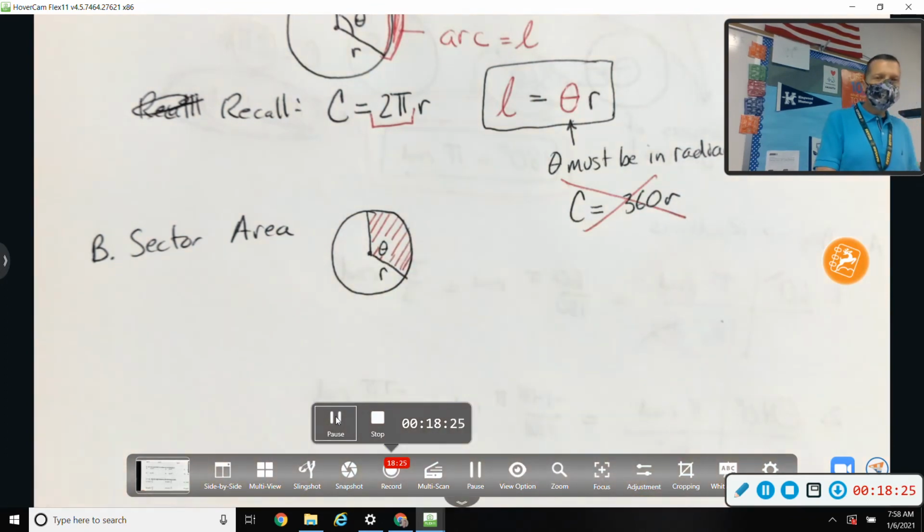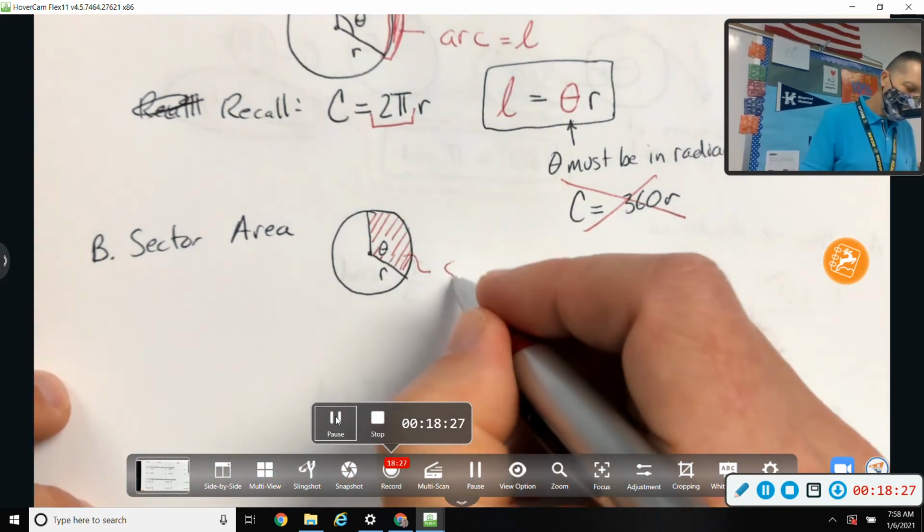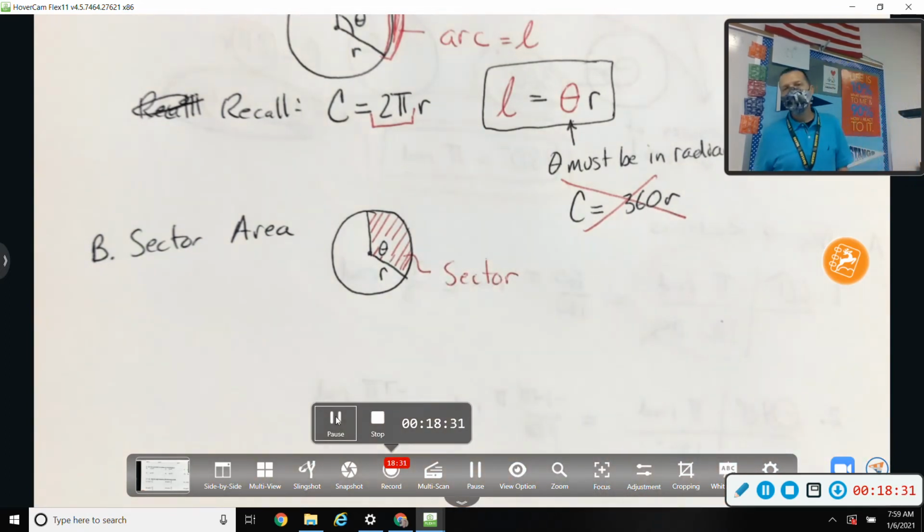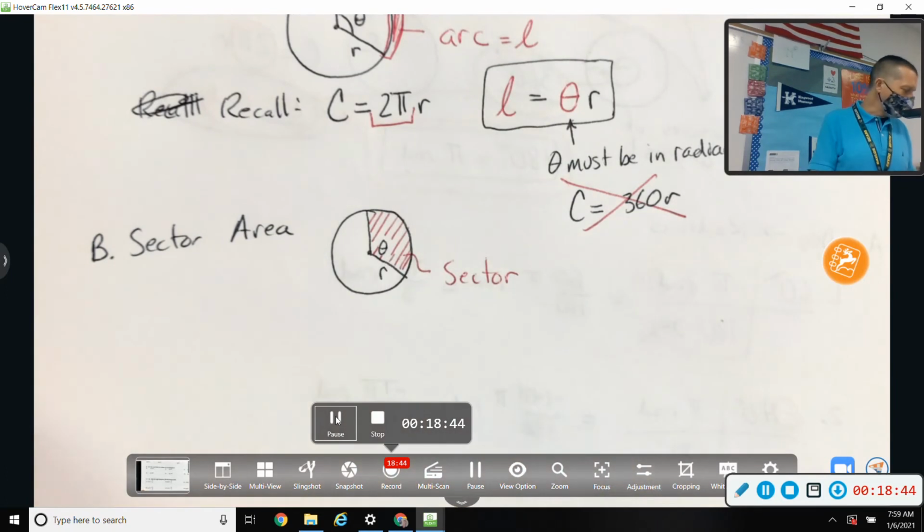That shaded area is called a sector. So you've done these before, but every time you did this before, it was the full circle. So like the sector was the full circle. But now we're going to get to half circles and third circles and whatever angle that is, circles.